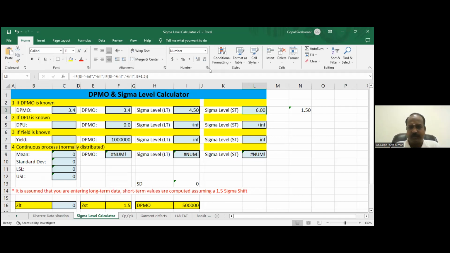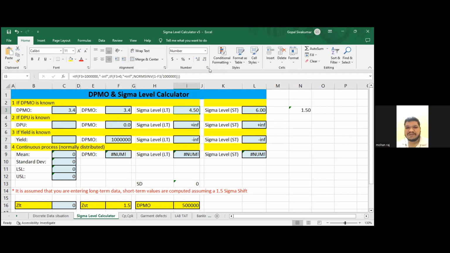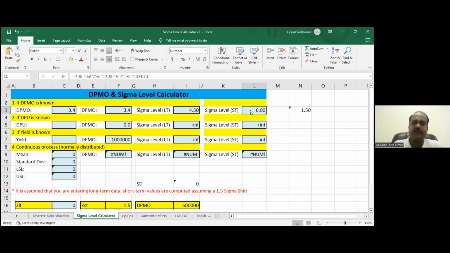Always in the long term, the performance will drop. Am I correct? The performance will eventually drop because the variation will increase. Machine wear and tear will increase. Isn't it? With all these changes, long-term performance will be lower. And that is why long-term Sigma level will always be 1.5 less than short-term.